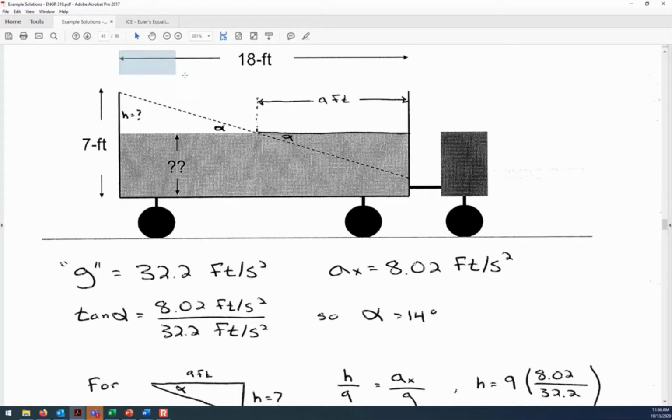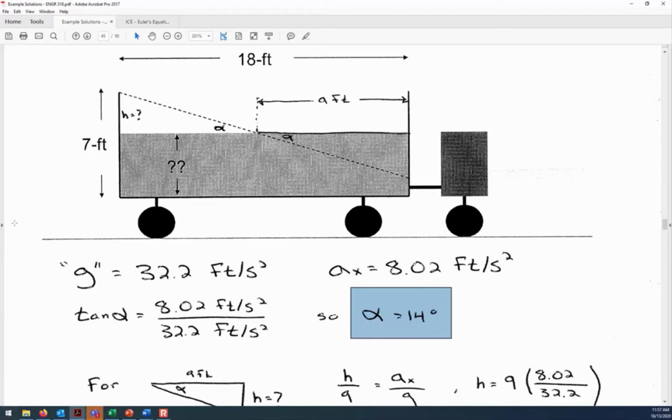Like I mentioned, if the total distance from front to back is 18 feet, then that means it's going to be 9 feet from the center axis where it rotates about to the front, and also 9 feet from the center to the back. So the angle is going to be 14 degrees for alpha. Let's see. If we have 8.02 divided by 32.2, and then I do the inverse tangent on that, 13.99 degrees. Almost exactly 14 degrees.